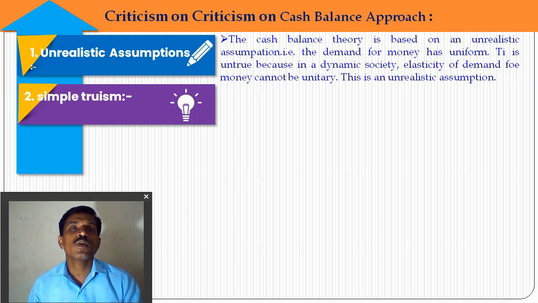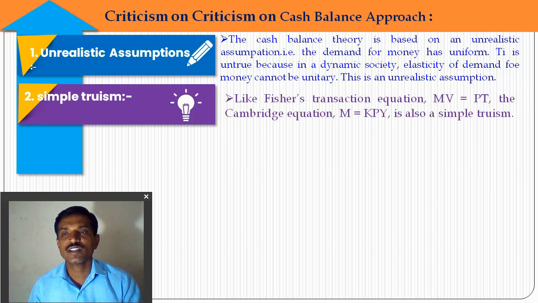It is simple tautology, like Fisher's transaction equation MV equal to PT. The Cambridge equation, which gives M is equal to KPY, is also a simple tautology. So there is nothing new explained by the Cambridge version, like old wine in a new bottle. Similar things were explained by the Cambridge economists.